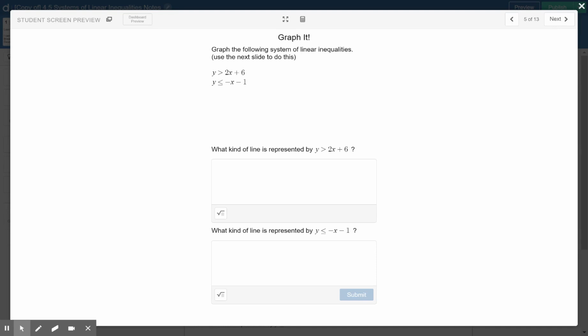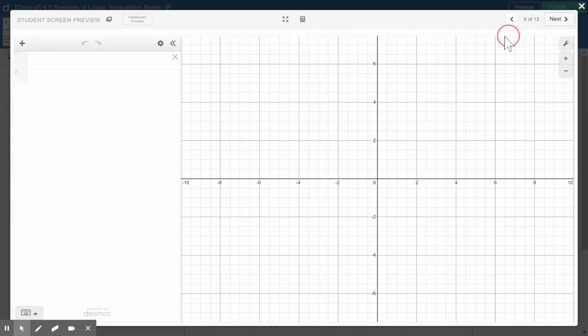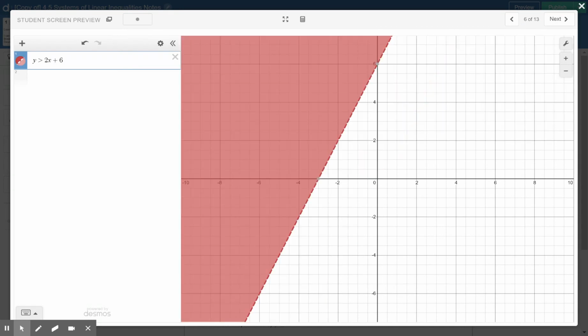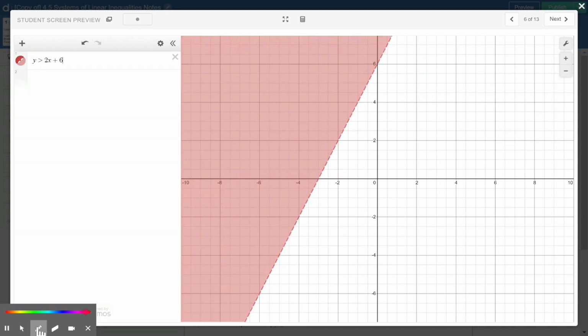So it says, what kind of line is represented by y is greater than 2x plus 6? So let's go to the next slide and let's graph that. So y is greater than 2x plus 6. Now we actually want to look at the specific line. Notice that Desmos actually gives you the dotted line. So that's what we're asking for.